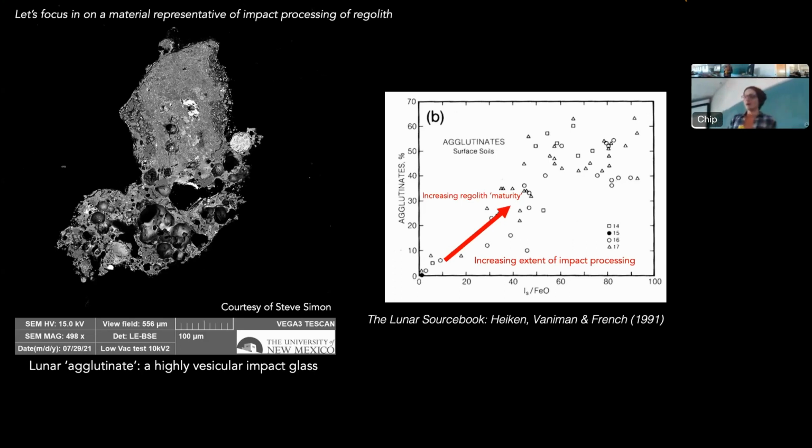So on the right, I'm showing you an image from the Lunar Source Book showing Is/FeO relative to agglutinate content. This Is/FeO simply refers to the abundance of nanophase iron in a material. So with increasing soil maturity, age, and impact processing, we have an increase both in this metric of maturity as well as agglutinate content. So if we look at materials with a lot of agglutinates, we know that that material was made by an impact process and it was from a soil that was rather mature. So this material will be very important for our story.